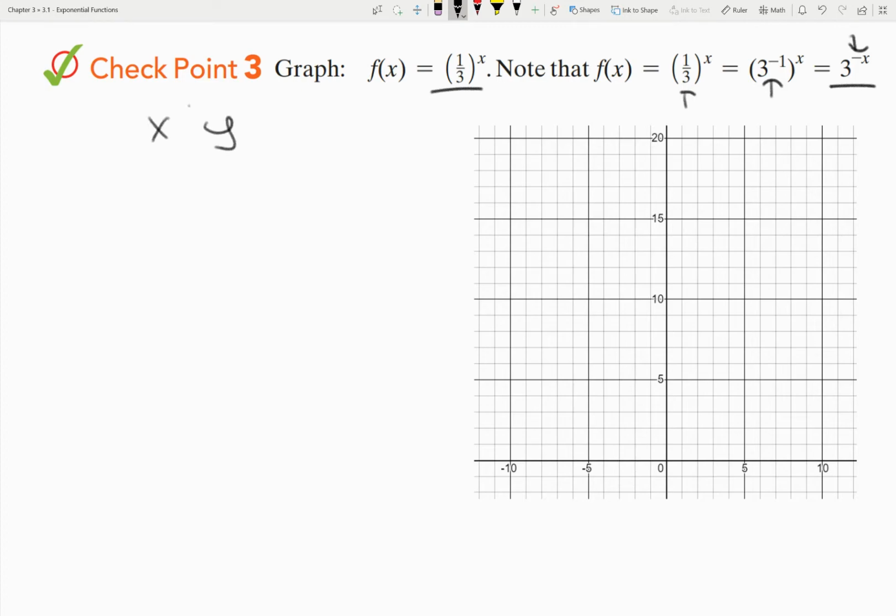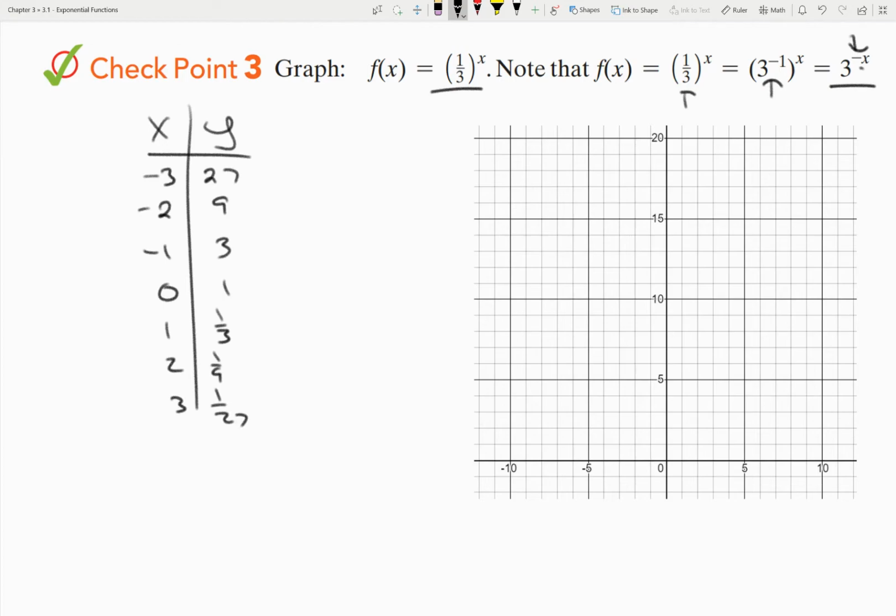Okay, so we could just graph this again. -3 is going to be... whoops, is going to be 27. And we can even plug it into this one. Negative times a negative is positive. 3 to the positive 3 is 27. -2 would be 9. -1 is 3. 0, anything to 0 power is 1. 1 would be 1/3. 1/9, 1/27.